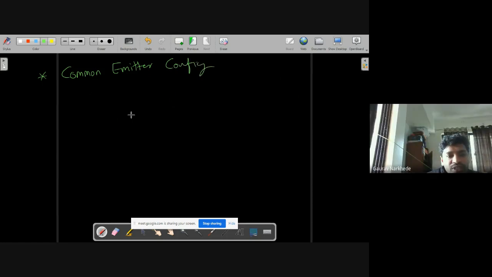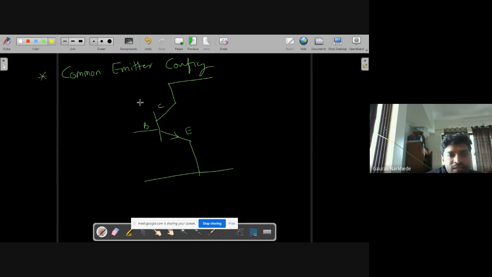Common emitter configuration, right? So emitter is common. So this is the transistor. This is your emitter, base, collector, right? So emitter is common to input and output.